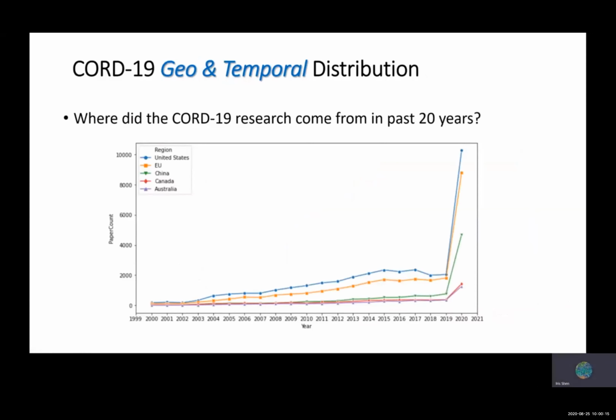In this slide, we can look at how the CORD-19 research has been produced by researchers from different geographical regions over the years. Even though 2020 is just halfway through, collectively between one third to half of the papers in CORD-19 are published in this year, 2020. And we can see the United States, EU, and China dominate the COVID-19 research and publication.